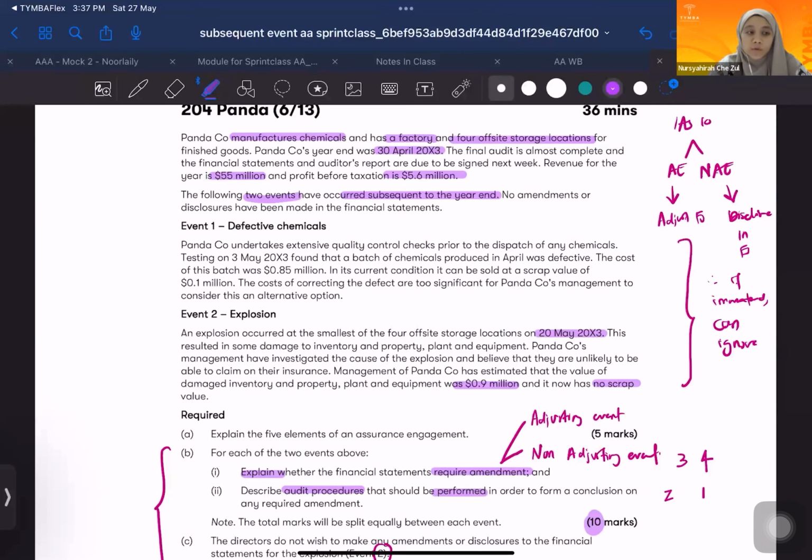If the explosion occurred during the year, let's say 28th of April, okay, and suddenly after year end, they have further evidence that the total loss is 1 million, then that is an adjusting event, okay. But this explosion happened after year end, and the quantification of the loss is also done after year end. So yeah, non-adjusting event.